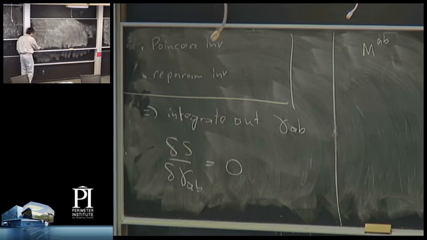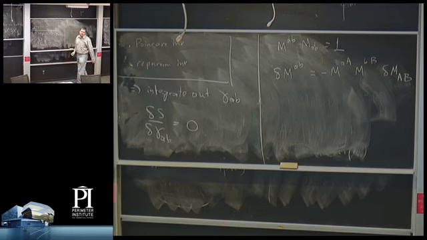So notice that what we're doing here is we vary with respect to a matrix, right? So gamma AB is a symmetric matrix. And so I'm going to remind you, I'm sure you know all that, but just in case, the variation with respect to matrices. How are we going to do that?